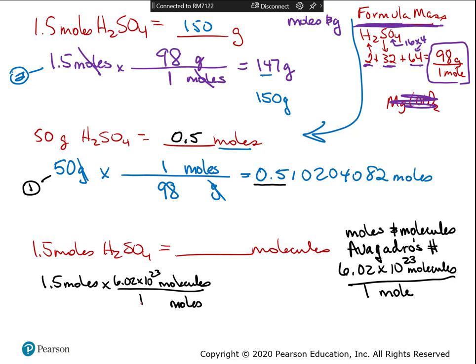Moles will always get the 1. Grams is the formula mass, molecules is Avogadro's number. You just have to remember which one to use. But all you've got to do really is look at the problem. If I have grams and moles, then I need the formula mass. If I see moles and molecules, then I know that I need to use Avogadro's number. So now the fun of putting it in your calculator. See if you can put this in your calculator.